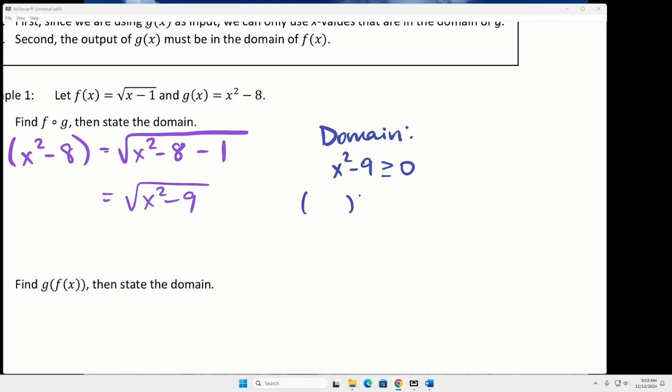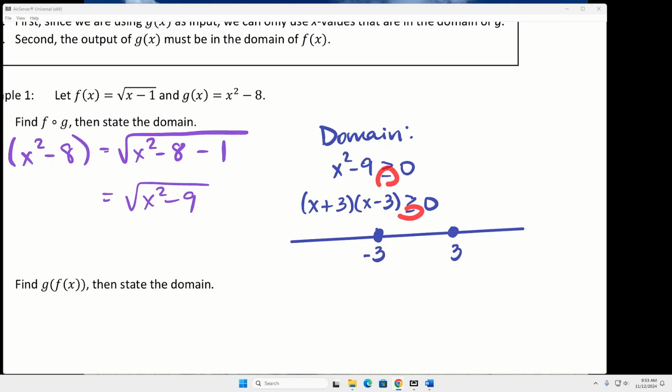So we need to find when this equals 0 by doing a little factoring. So there's going to be two values that make it equal to 0, negative 3 and 3. And because it's okay for you to take the square root of 0, we would do closed circles because it does include, because we have the or equal to, it includes those numbers. All right, so you have two options. We are going to test a number in each region.